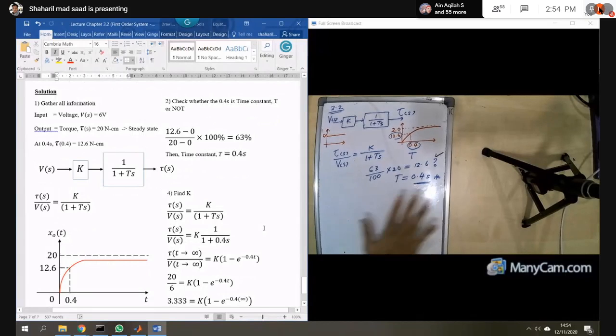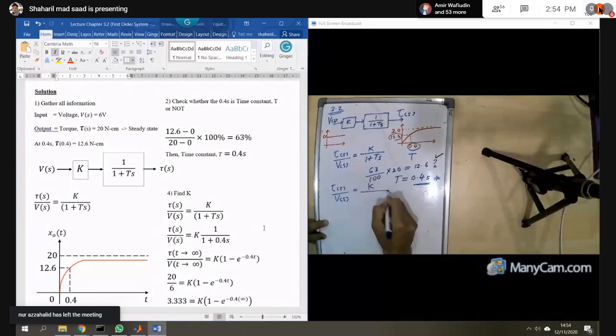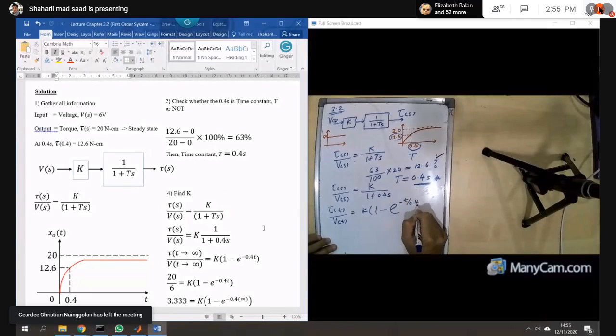Now we have T(s) over V(s) equal to K over 1 plus 0.4s. So now we already have a time constant. When we convert it to the time domain, for example output at time t, we get K times 1 minus e to the power of minus t over 0.4.